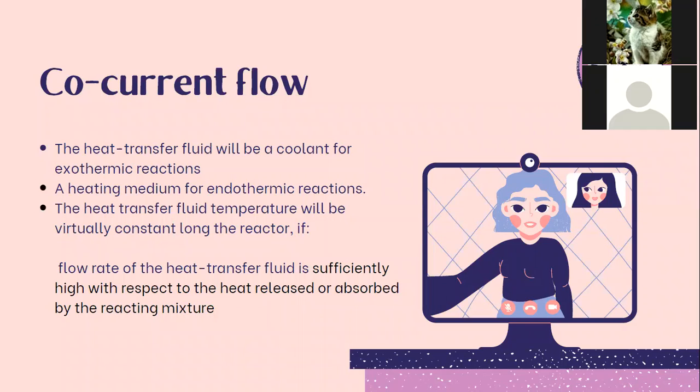Okay, so I will explain about the co-current flow. For the co-current flow, the heat transfer fluid will be a coolant for exothermic reaction and a heating medium for endothermic reaction. If the flow rate of the heat transfer fluid is sufficiently high with respect to the heat transferred or absorbed by the reactive mixture, then the heat transfer fluid temperature will be virtually constant along the reactor.